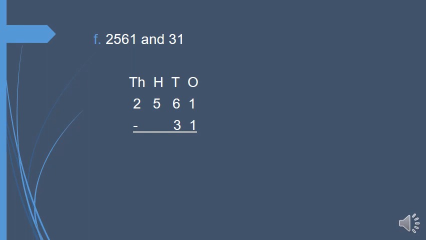2561. 1 minus 1 is 0. 6 minus 3 is 3, and 2 and 5 will be written like this. Why? Because there was no number beneath it, so we will simply copy it down like this. So the answer we got is 2530.